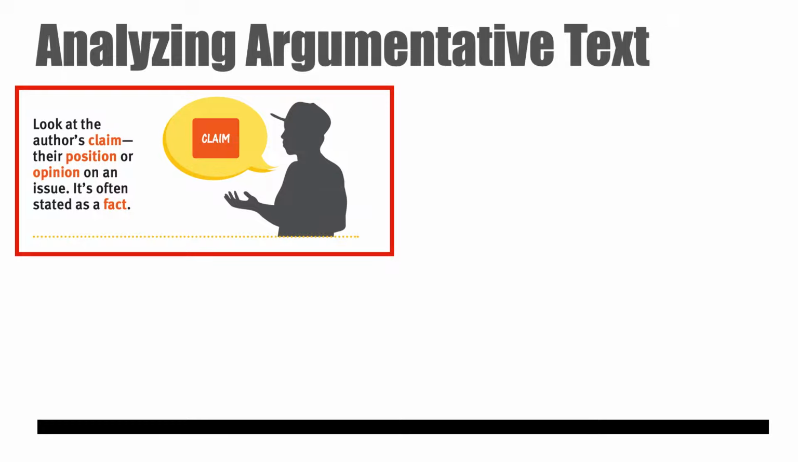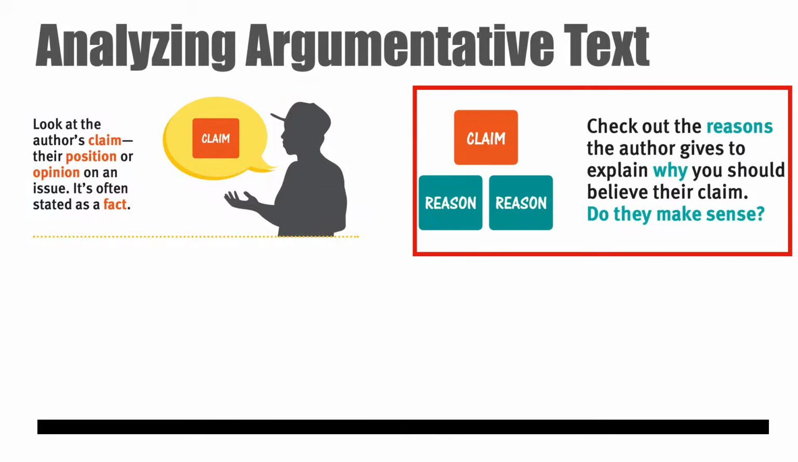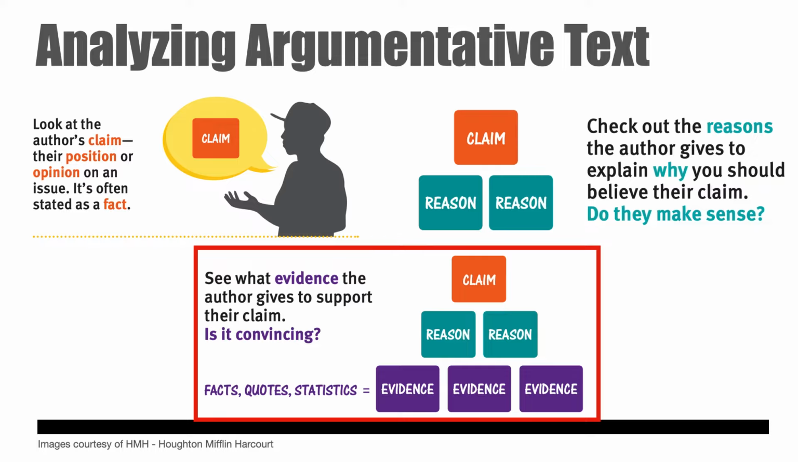It's often stated as a fact. The author will give their claim early on in the argument, usually in the introduction, and will follow it up with the reasons why you should believe their claim. The claim and reasons are called the thesis of the argument. The body paragraphs, or the main part of the argumentative text, will include evidence to support the claim.